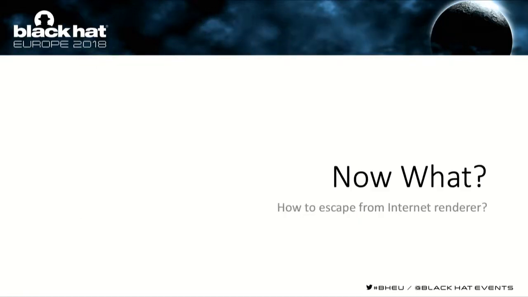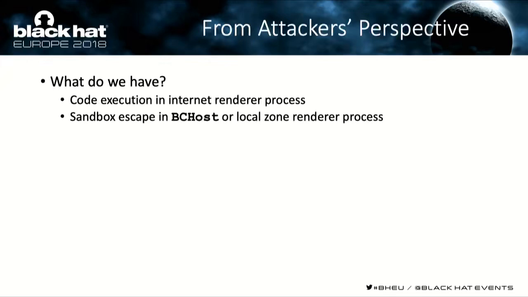For most browser attack scenarios, the first step is always to get code execution in the internet renderer, then exploit privilege escalation bugs to escape the sandbox. So how can we escape from the internet renderer? Let's look at what we already have. We can get code execution in the internet renderer. We can also escape the sandbox from the BC host renderer or local zone renderer. What do we still need to build a complete exploit chain?